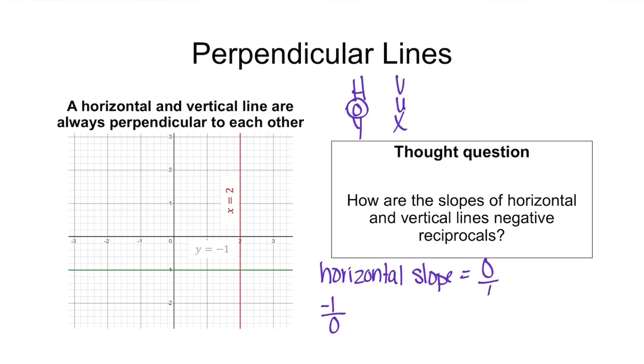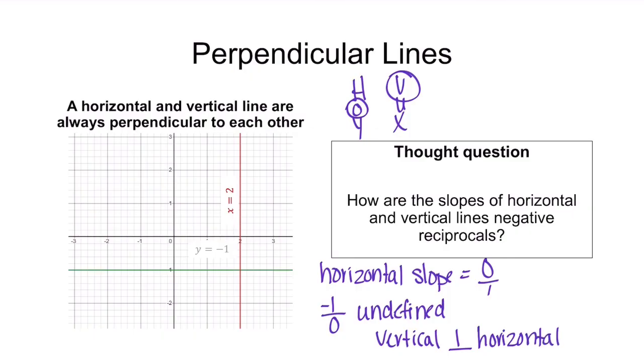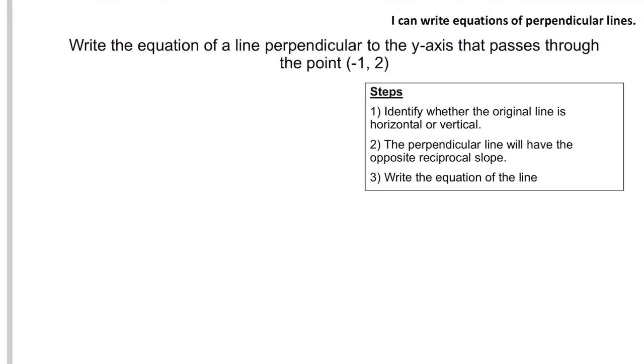Well, we can't divide numbers by 0, right? So that is why this would be undefined. Remember that an undefined slope means that we have a vertical line. So that is why a vertical line is perpendicular to a horizontal line. And similarly, horizontal is always perpendicular to vertical, because if you think about the slopes, they're actually negative reciprocals.